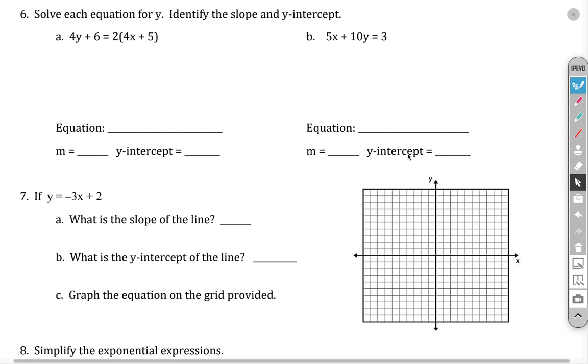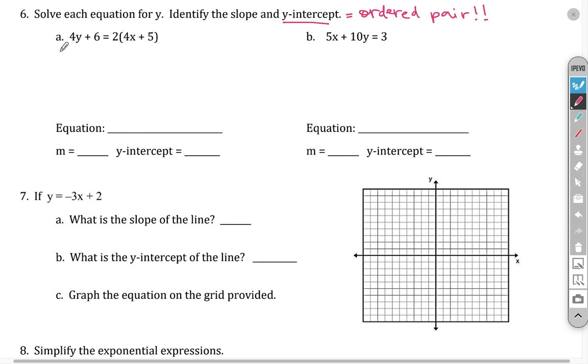All right, number 6 says to solve each equation for y and to identify the slope and y-intercept. One thing we should remember back to from the early lessons, y-intercept is an ordered pair, not just a single value, okay? Not just the b, not just the y value of the y-intercept, but an ordered pair.